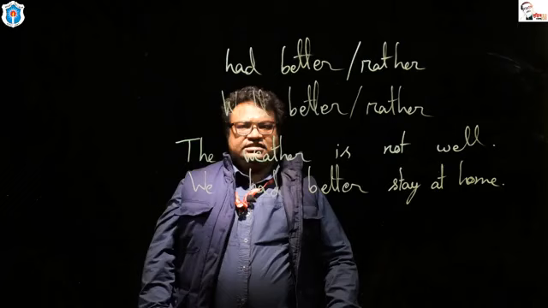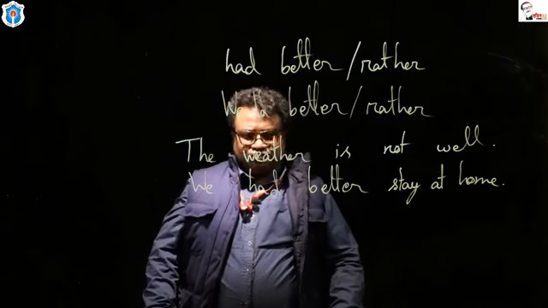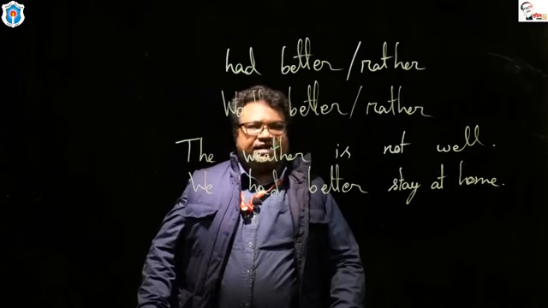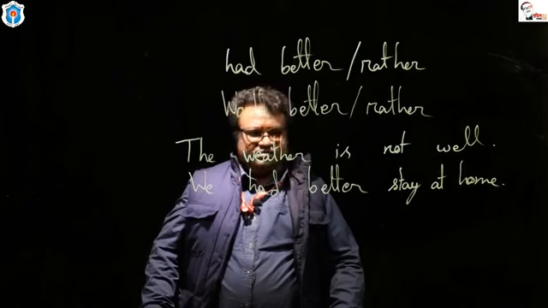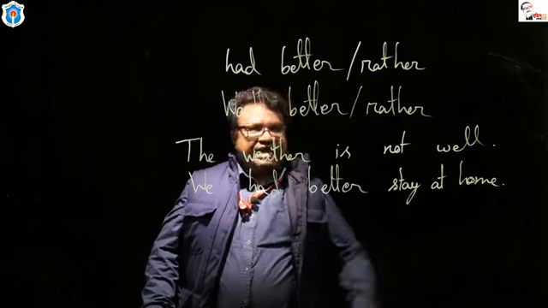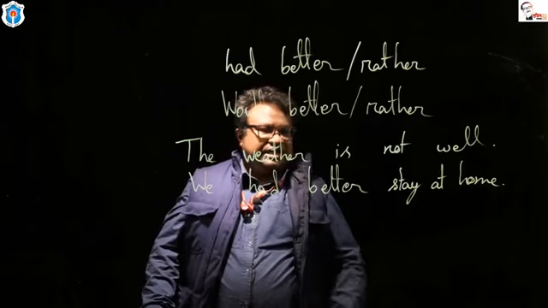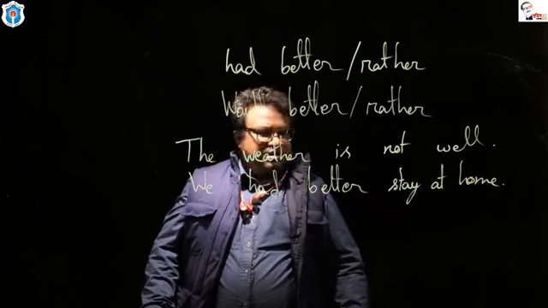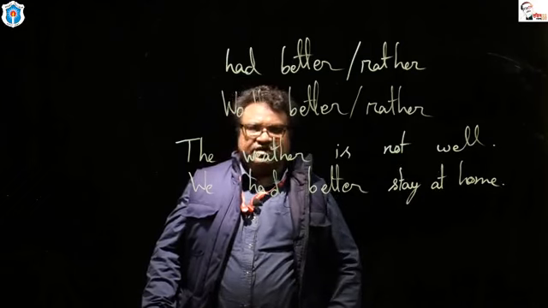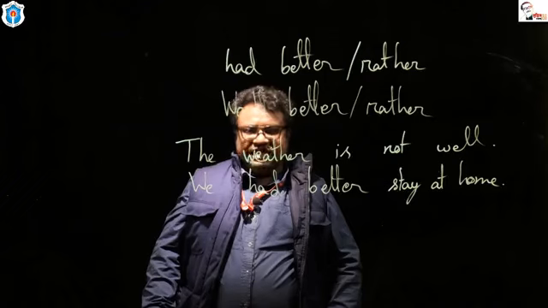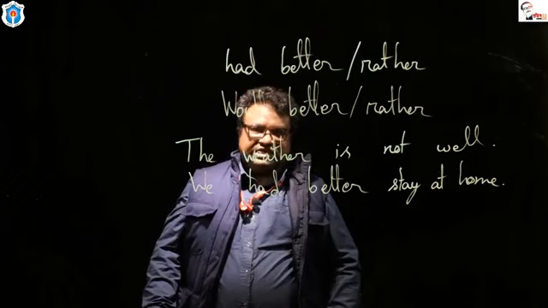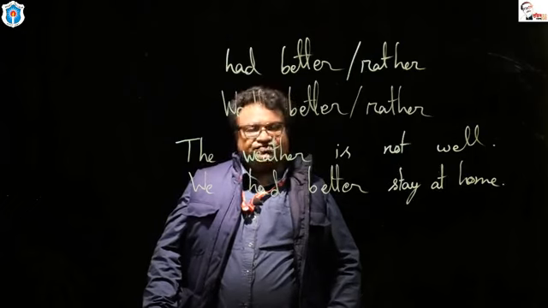So the structure is: the weather is not well, we had better stay at home. Here we are using had better, had rather, would better, would rather. Basically, after had better or rather, would better or rather, we will use the main verb, that is main verb plus extension. So in case of had better or had rather, would better or would rather, the thing which we have to remind is we will use here the main verb after these phrases, and that's it.